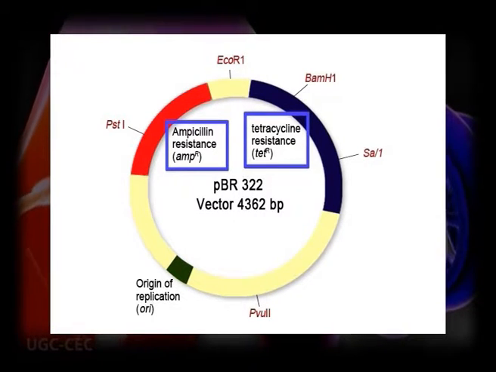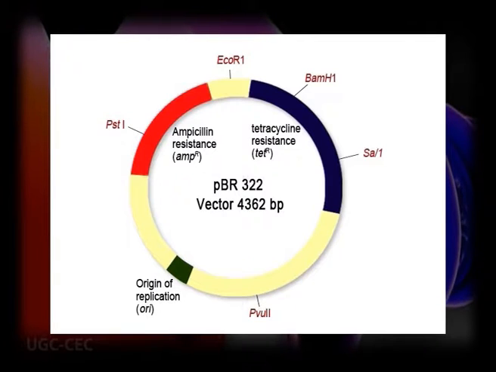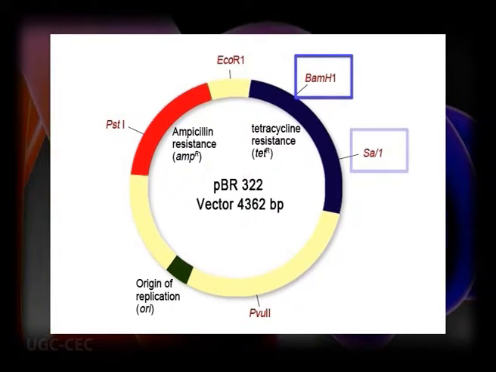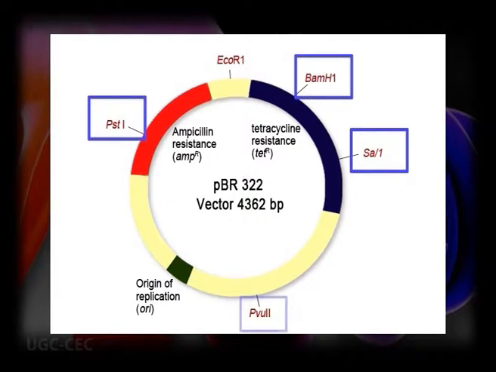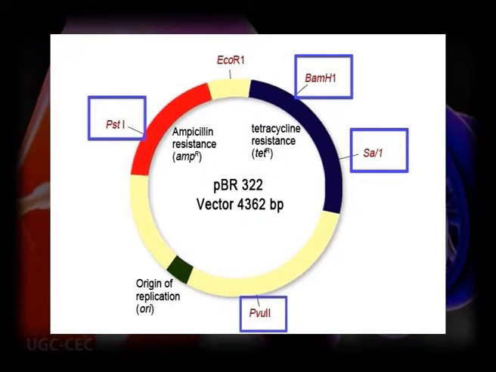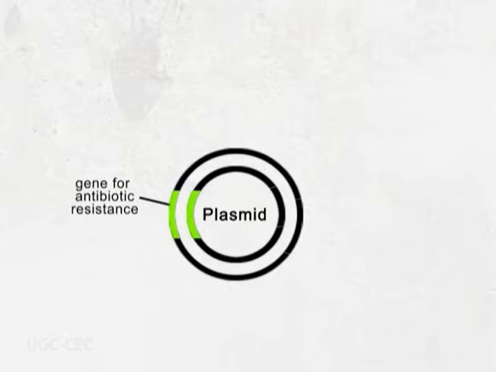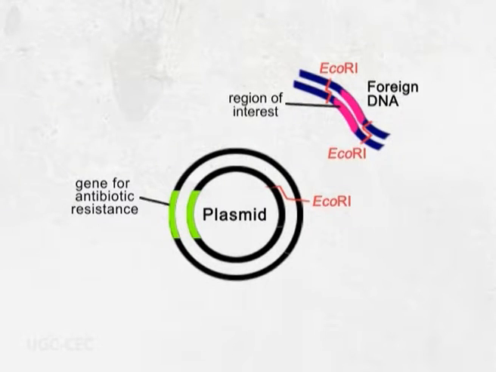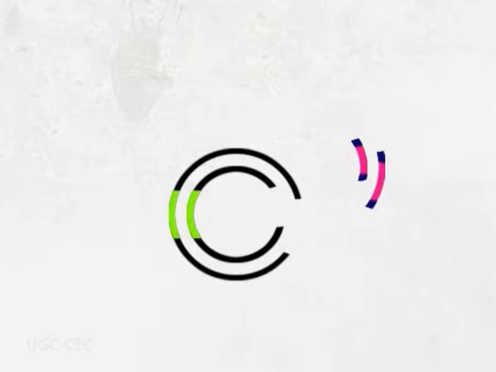Several restriction sites are present within the antibiotic resistance genes, for example BamHI, SalI, PstI, PvuI, etc. If a gene of interest is inserted within the BamHI or SalI site, it will inactivate the tetracycline resistance gene. This is called insertional inactivation.